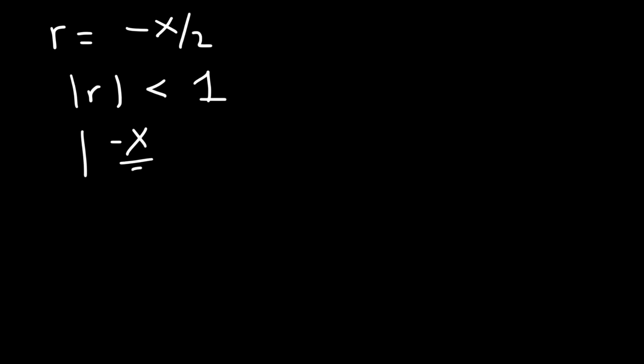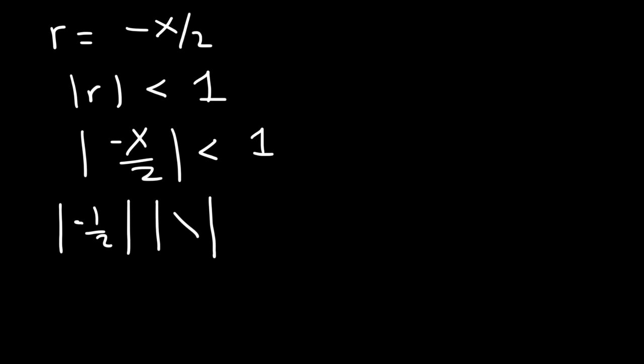And earlier in this problem, we said that r is equal to negative x over 2. And we know the absolute value of r has to be less than 1 in order for the geometric series to converge. So the absolute value of negative x over 2 has to be less than 1. Now we can break this apart into two absolute value expressions. Negative x over 2 is basically negative 1/2 times x. And the absolute value of negative 1/2 is positive 1/2. So we have 1/2 times the absolute value of x, which is less than 1.